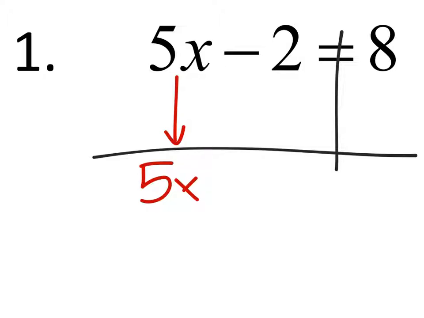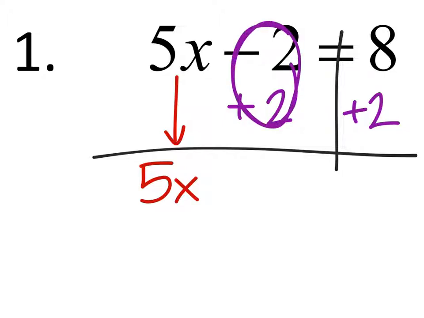So how do I get rid of that minus 2? That would make it a 0. So I'm going to add 2 there, so I've got to add it to the 8 as well. So again, this becomes a 0. That's good. That's what we wanted. 8 plus 2 is 10.